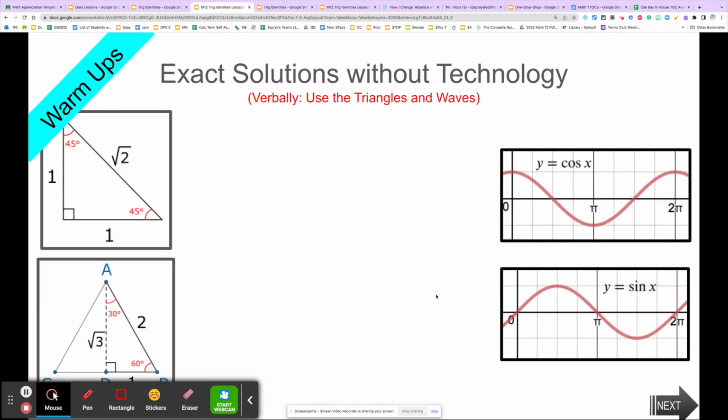So the first thing we need to do is just be aware of what your tools are. Your tools are going to be the special triangles and the waves. Here's our cosine wave, and here's our sine wave.